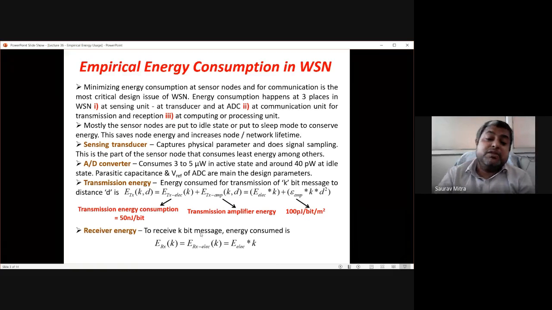So E_TX(k, d) is the energy required to transmit k bits of signal over distance d. Now when a k-bit message is received, some amount of energy is also required. That is given by E_RX(k). RX stands for receiver and k stands for k bits. That means when any node receives a k-bit message, how much energy does it use? It is E_RX(k), equal to E_elec into k, that is 50 nanojoule per bit multiplied by k.